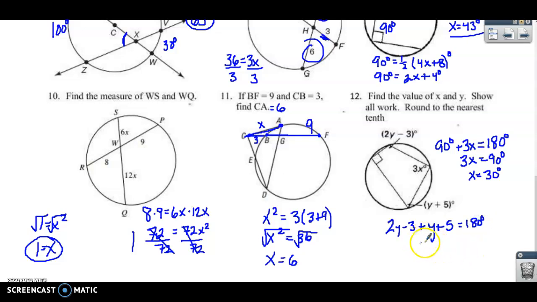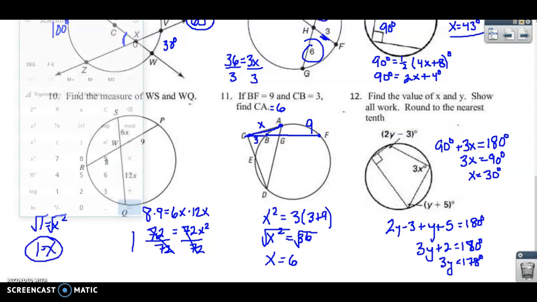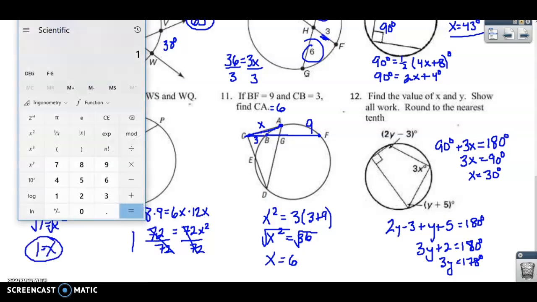We're going to solve for y here. So we have 3y plus 2 equals 180 degrees. So we'll go ahead and make that an 8 there. You could probably tell what I was thinking. We need to subtract 2 from both sides, so 3y equals 178 degrees. And then, of course, you could use a calculator really quickly. I'm going to pull up my calculator here. And 178 divided by 3 says that's 59.3 repeating.